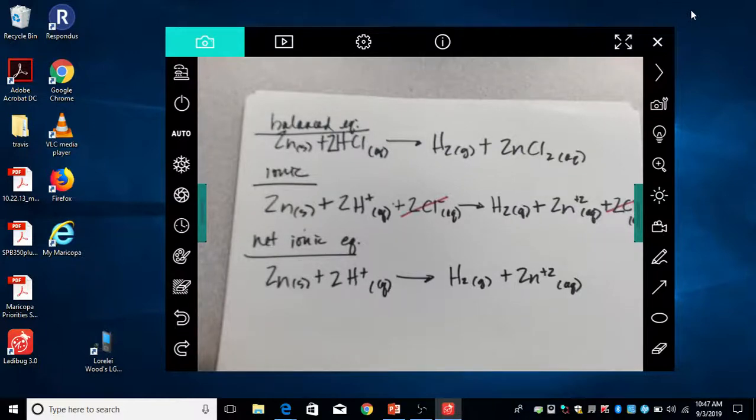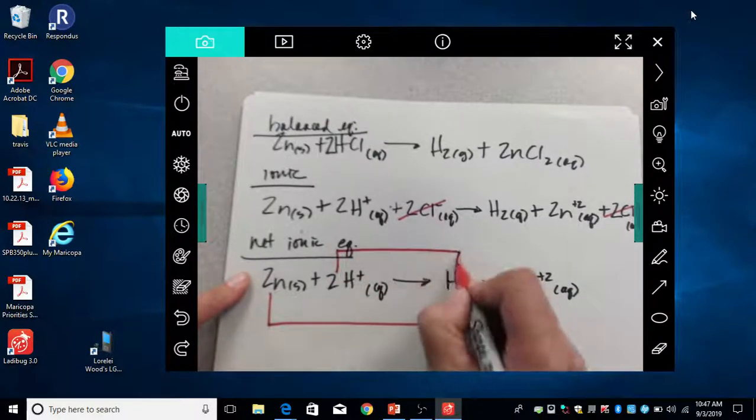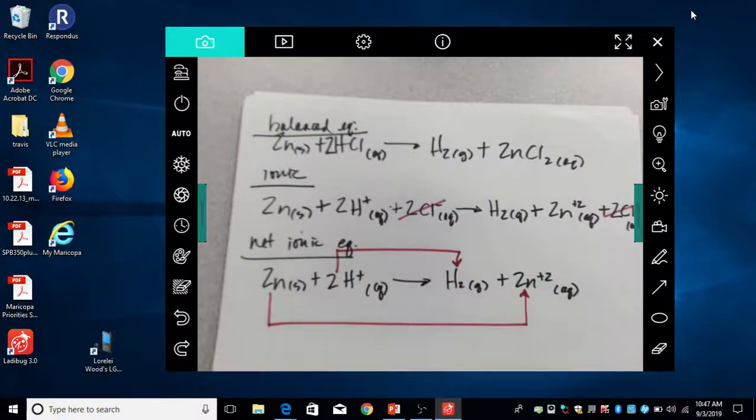That's what this is called. And this is a skill that needs to transfer to Chem 152 because in Chem 152 you spend an entire chapter on electrochemistry in which this is a crucial skill for you to have. All right, so zinc is changing and hydrogen is changing. So we're going to write the halves that are now changing.